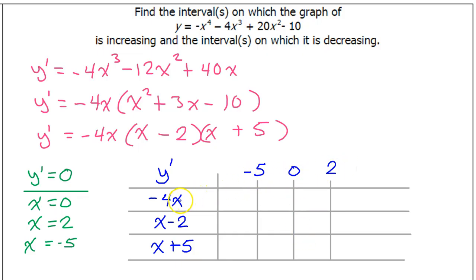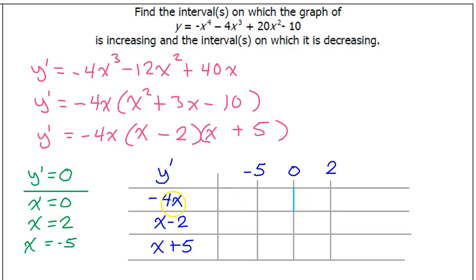We need to decide whether each factor is positive or negative in each one of these intervals. Let's start with the factor of negative 4x. Your work will go faster if you identify the critical value that came from the factor you are analyzing. In other words, negative 4x is equal to 0 at x equals 0. So I'm going to put an extra highlight right here.